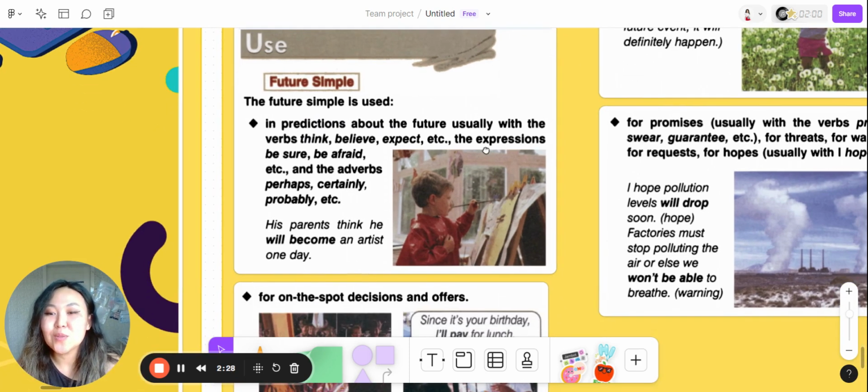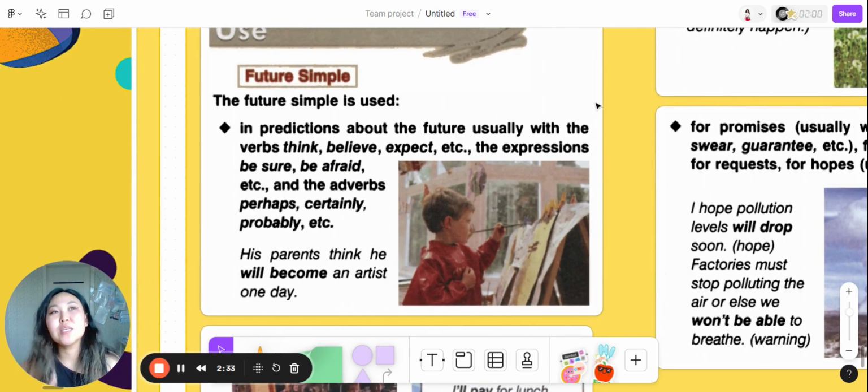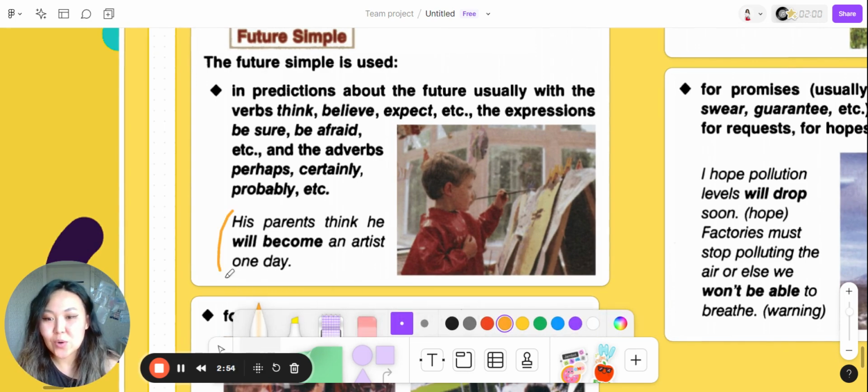So let's talk about the use, because future simple is very controversial. People think that we can use future simple for plans, for things that will happen in the nearest future. But we need to be careful with that. Let's look at the example. His parents think he will become an artist one day. So in this sentence, we see it's not a plan, but it's a prediction about the future.